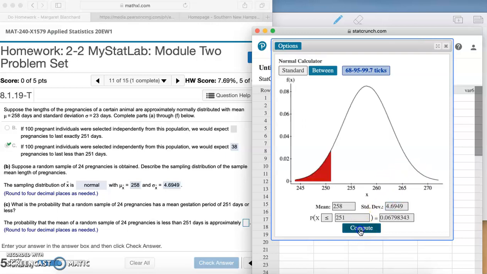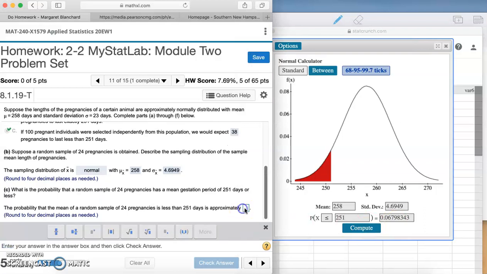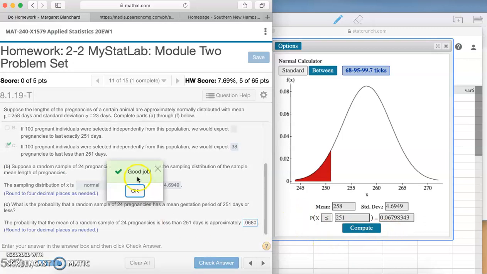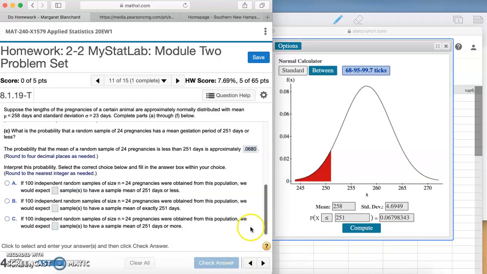All right, so we're going to click compute, and it's going to give us 0.067, or here, let's type that in as I'm saying it, 0.0680, because we need to round up. So let's check our answer. Good job.